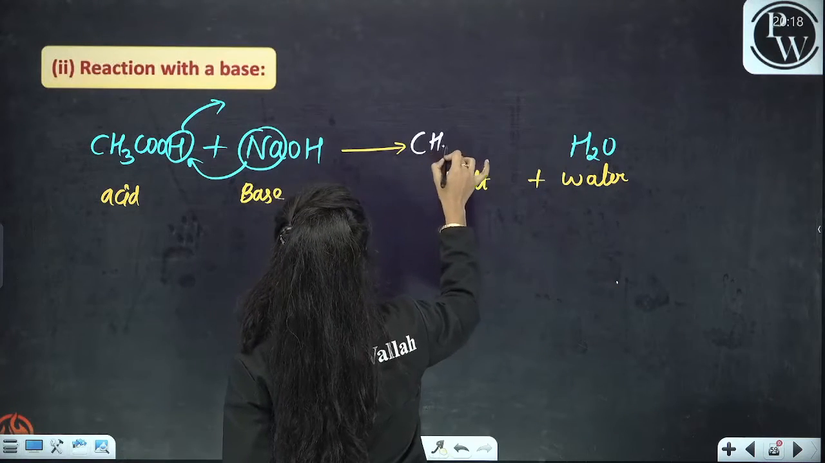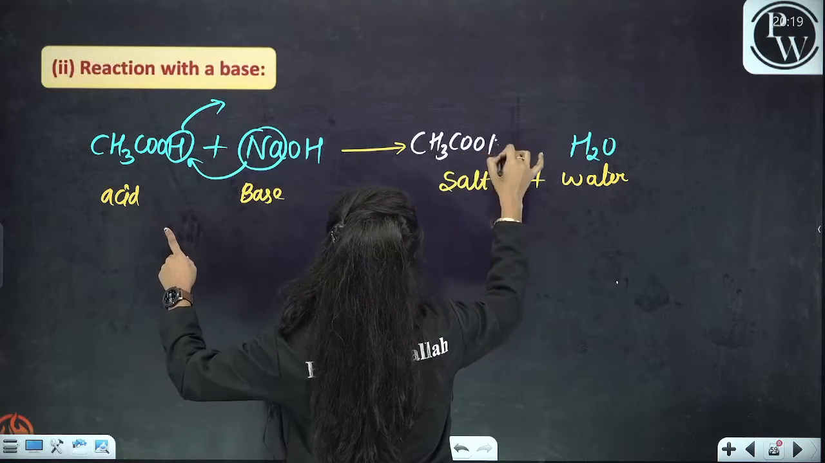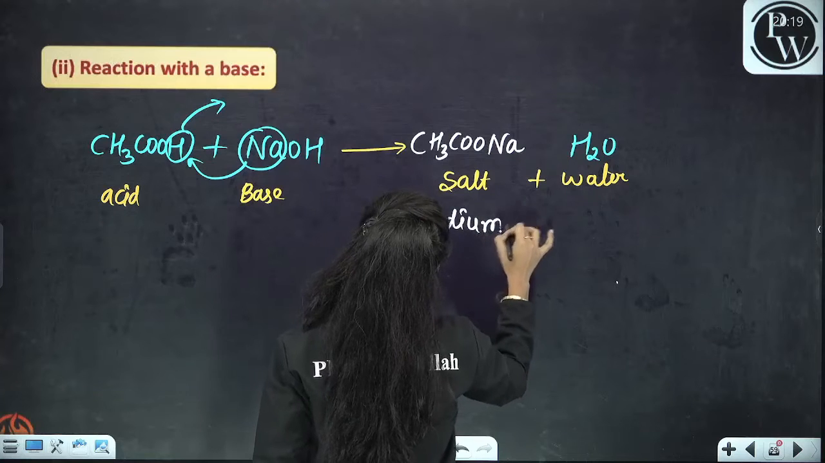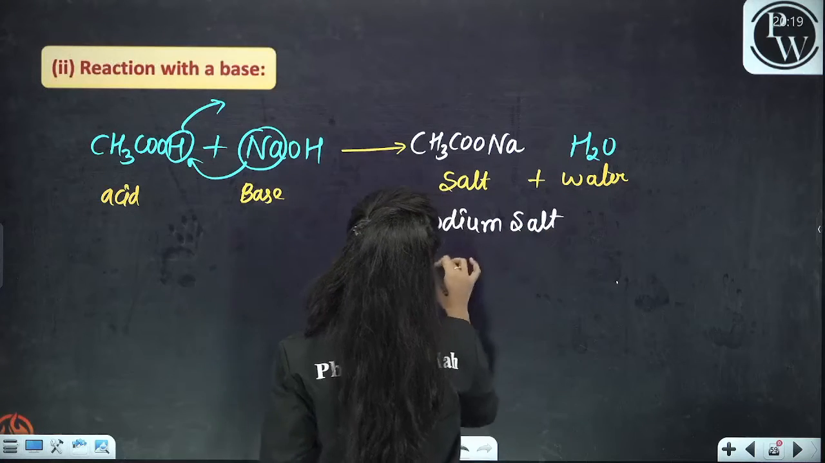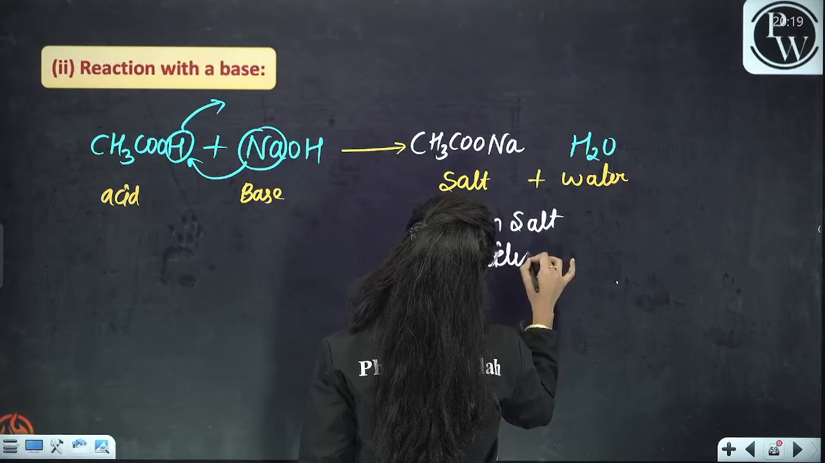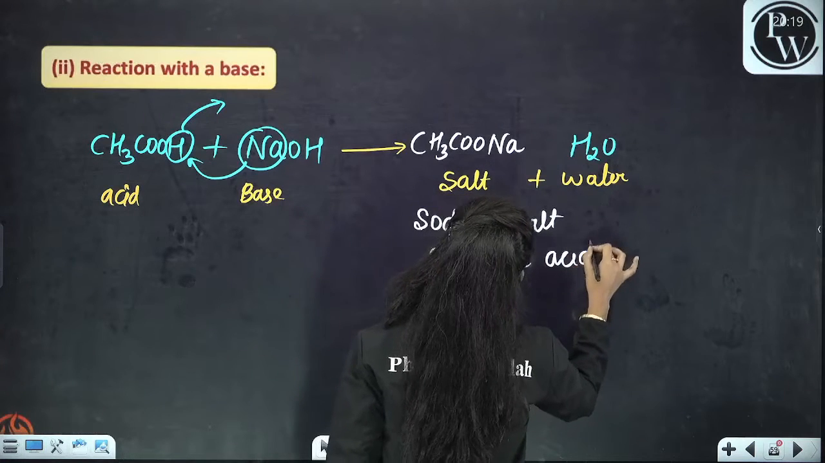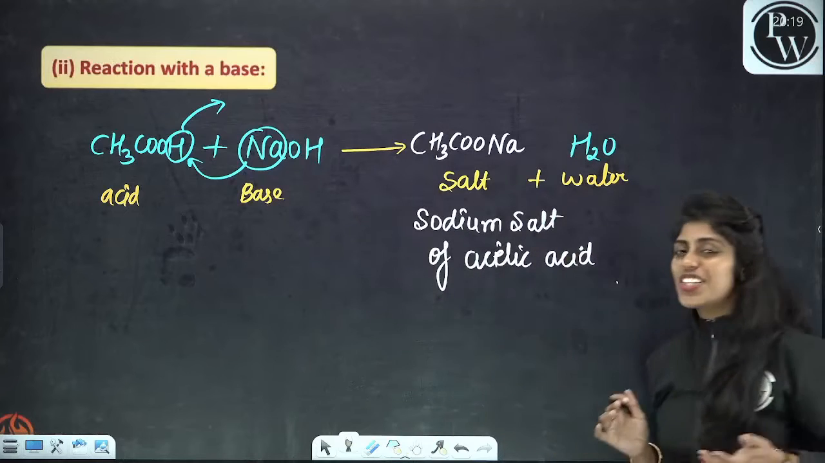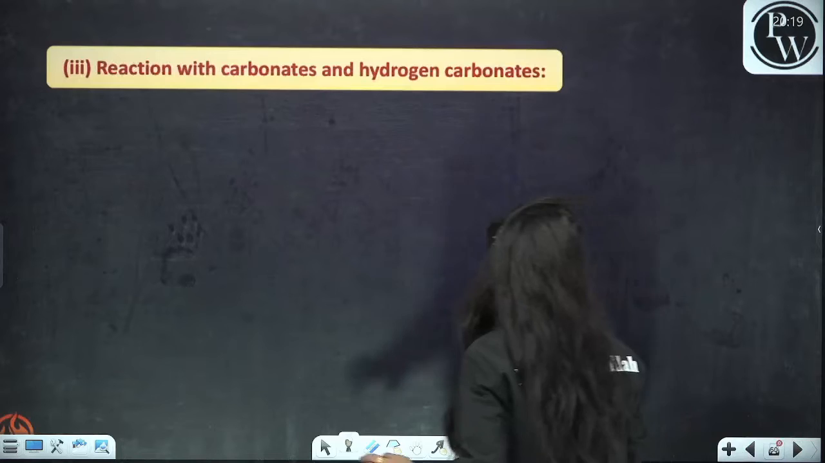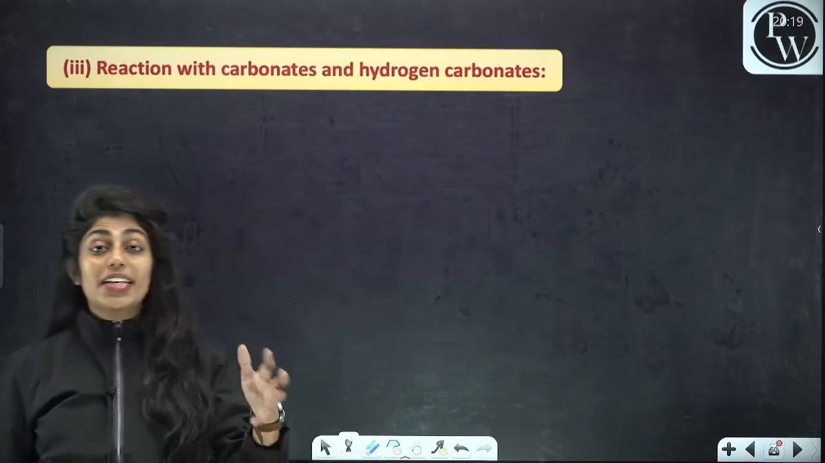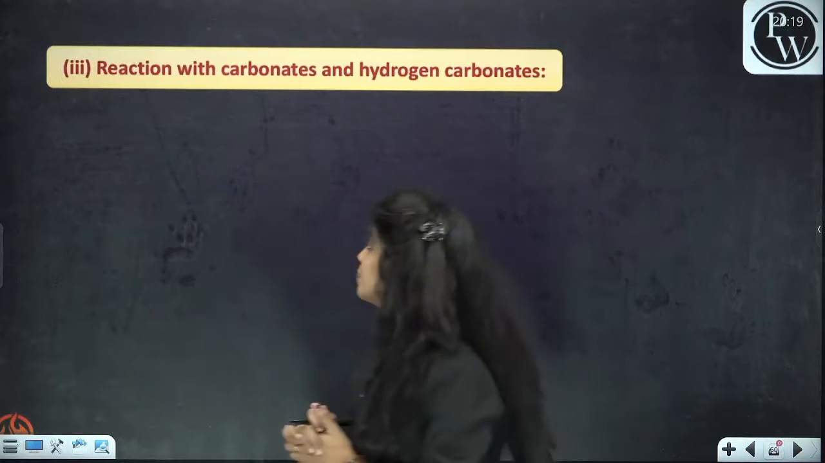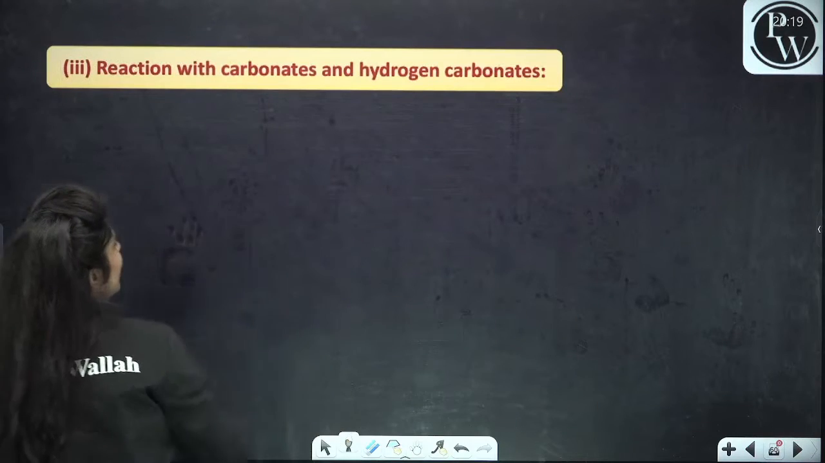CH3COONa. Sodium salt of acetic acid. That's your reaction. That's your reaction with the base. So basically, what is the mechanism? You just need to understand what we are reacting with: acid, base, salt and water. That's all. Reaction with carbonate and hydrogen carbonate.